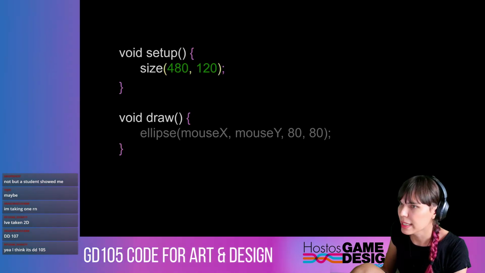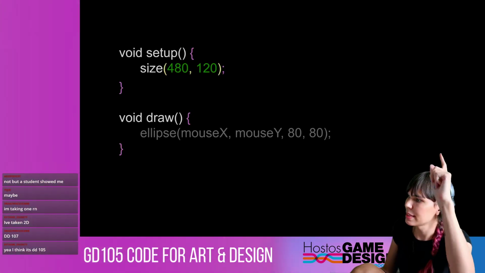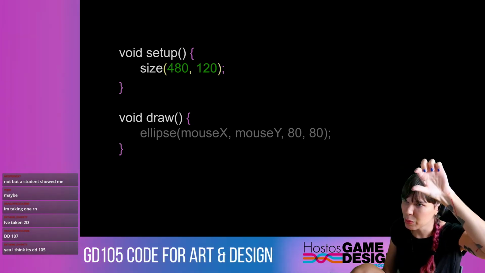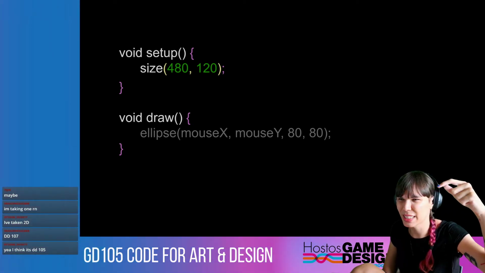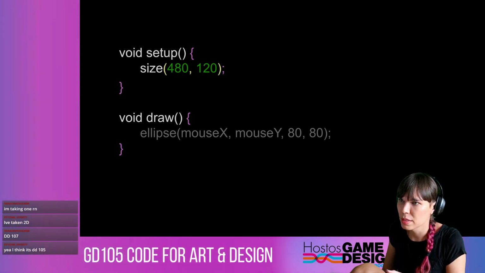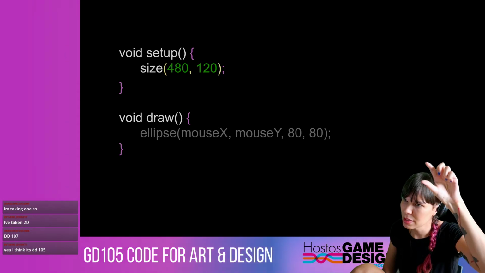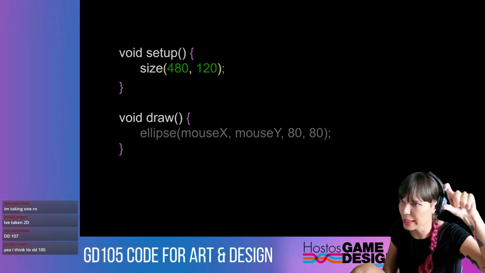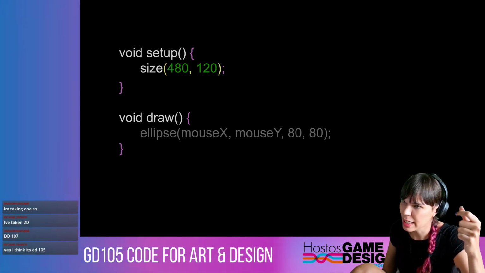So if we were to look at this in code, we might put setup at the top, and then inside of setup we have a line of code. That's something familiar. It's size. Does anyone remember what size does when you write it in Processing? It has size, then the first parameter, which in this case is 480, comma, a second parameter, which is 120, close parentheses, semicolon. The semicolon means it's the end of the line.